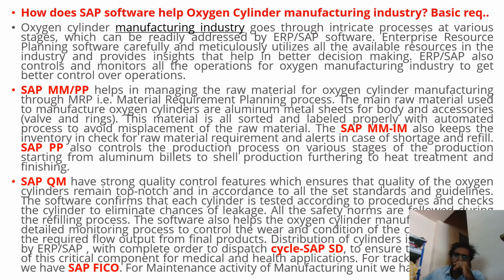For tracking finance, accounts payable and accounts receivable, we have FICO. For maintenance activities of the manufacturing unit, we have SAP PM. And normally, actually, we are not using SAP WM in much detail for oxygen cylinder manufacturing. We have stores, and that is enough. Actually, it's not a big inventory, right? We can have a normal stores. And in cases where they need the exact WM, that is also fine.